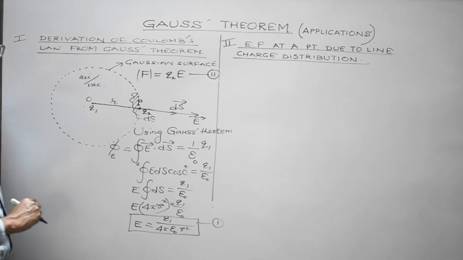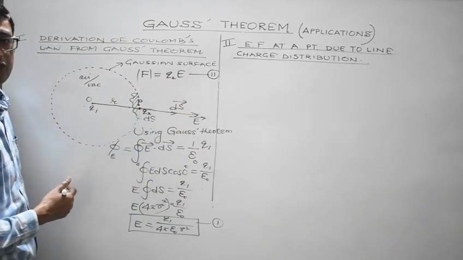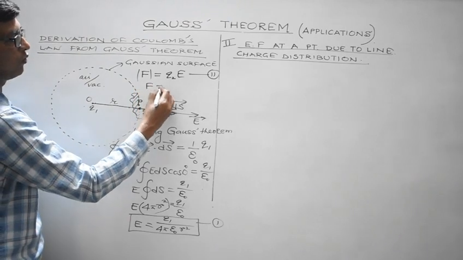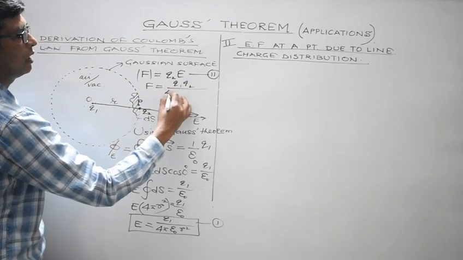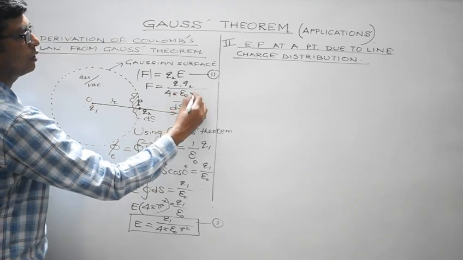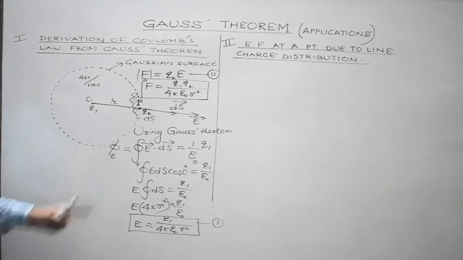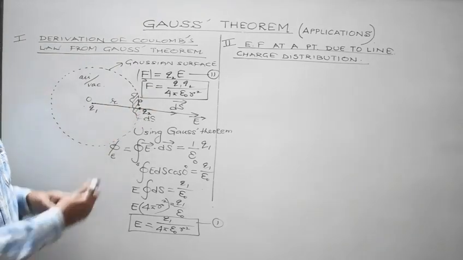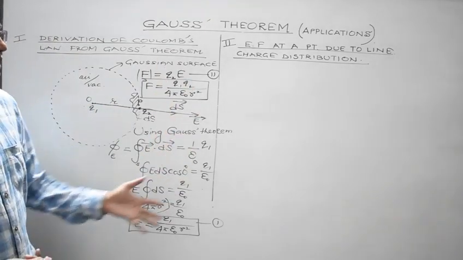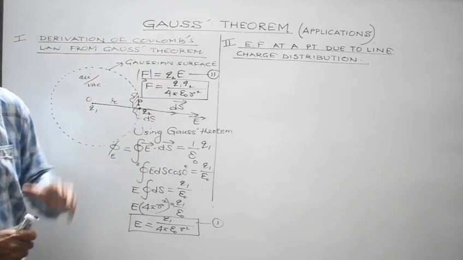Now what you need to do is simply substitute this value of E over here, you will get the expression for the Coulomb force. So from 1 and 2 we get F equals Q1 Q2 divided by 4 pi epsilon naught r square. So this is the mathematical expression for Coulomb's law. So this is a very simple mathematical verification of Coulomb's law by using Gauss's theorem, right?